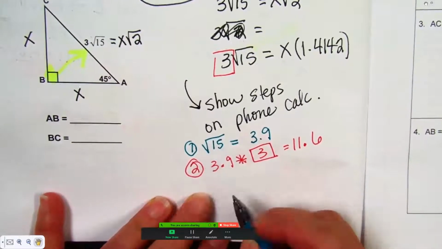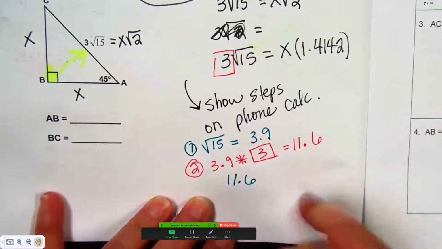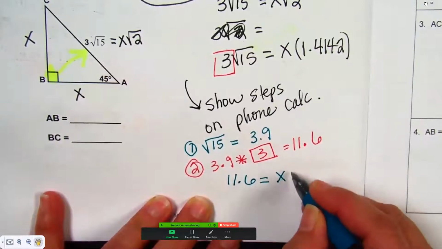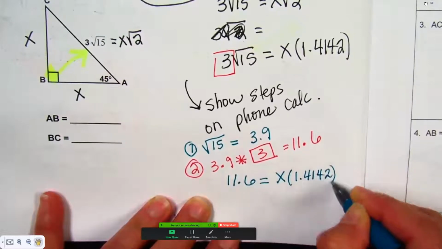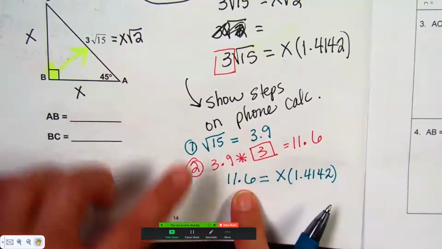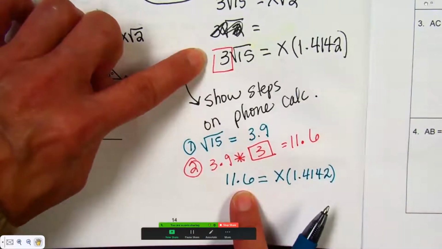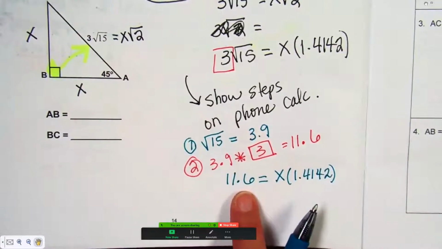Okay. All right. So this is going to be 11.6 equals X times 1.4142. What is that 11.6? That is this right here. We changed the way it looks because we don't have those cool inspires that do all the work for us.